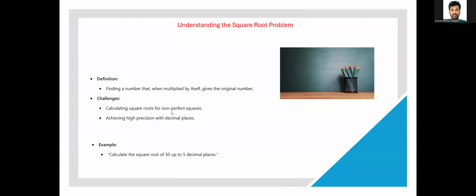Let's understand the problem statement. We would like to find the square root of any number. For example, 50 is given, and we would like to find its square root up to 5 decimal points. So how can we do it without using any inbuilt functionality? That's what we will be focusing on in this one.